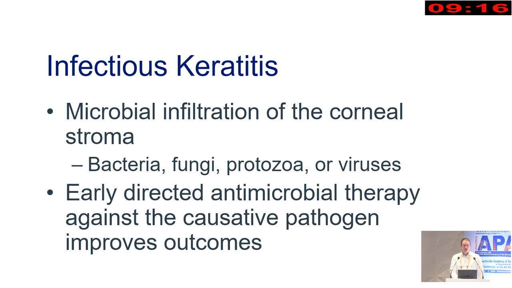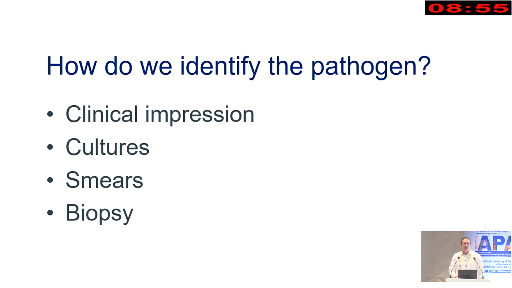So broadly speaking, there are categories of infection like bacterial pathogens, fungi, protozoa, and viruses. And that differentiation is really clinically relevant, because in order to eradicate the pathogen, you need targeted antimicrobial therapy that will actually kill that pathogen. And we know the sooner we get patients on the correct antimicrobial therapy, the better their outcomes will be. So how do we go about identifying the clinical pathogen? Again, this is the real challenge in managing patients with infectious keratitis.